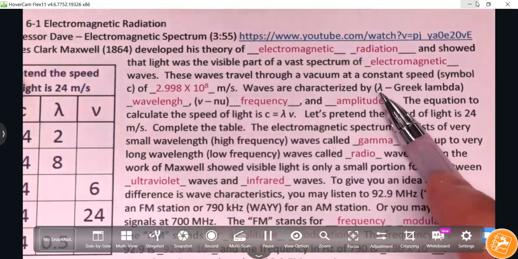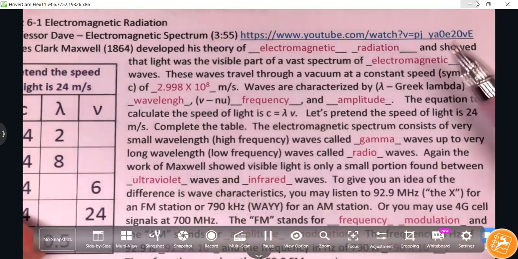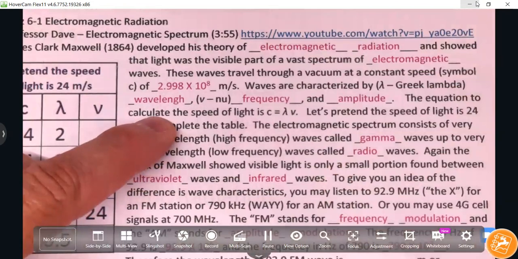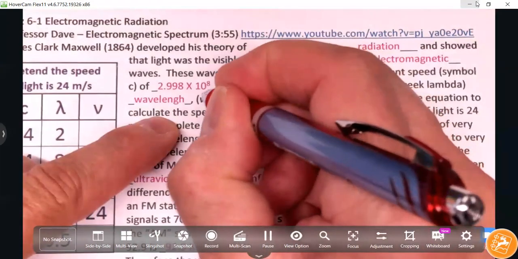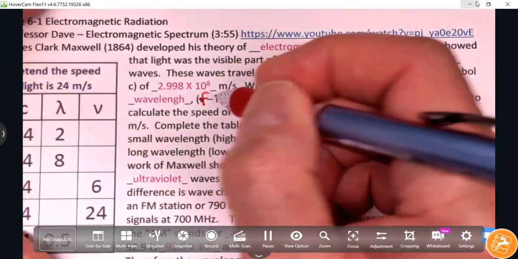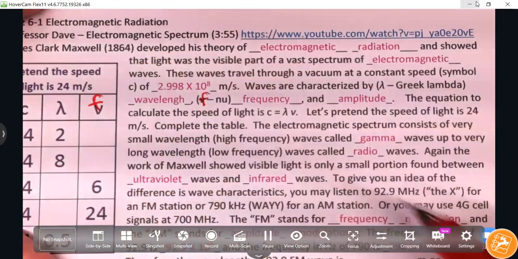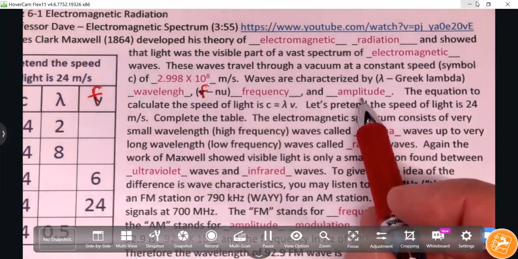Waves are characterized by lambda. This looks like an upside down Y. Then wavelength and then frequency. I cannot handle this, so I'm putting an F in here for frequency. This is supposed to be mu, but we're just going to use an F. Now, amplitude is just the height of the wave.